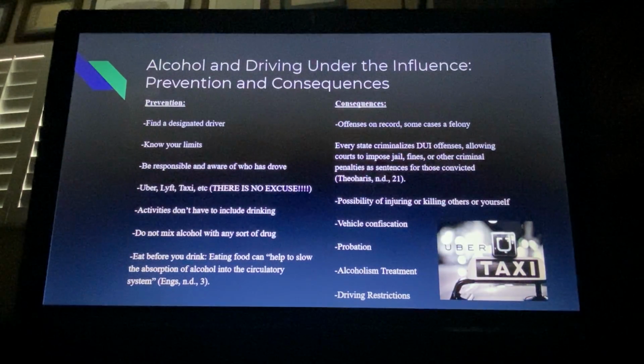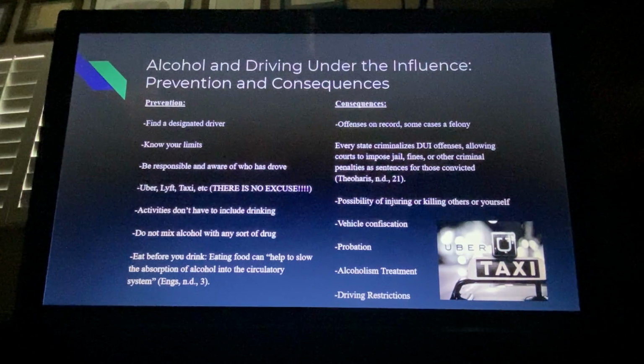Some of the things that you can do to prevent driving under the influence is just find a designated driver. If you're going out, you need to have someone that will volunteer to not drink and make sure you all get home safe. It's really important that you know your limits. I feel like a lot of people don't. So this is what makes it really dangerous, when you don't know and you overdrink.